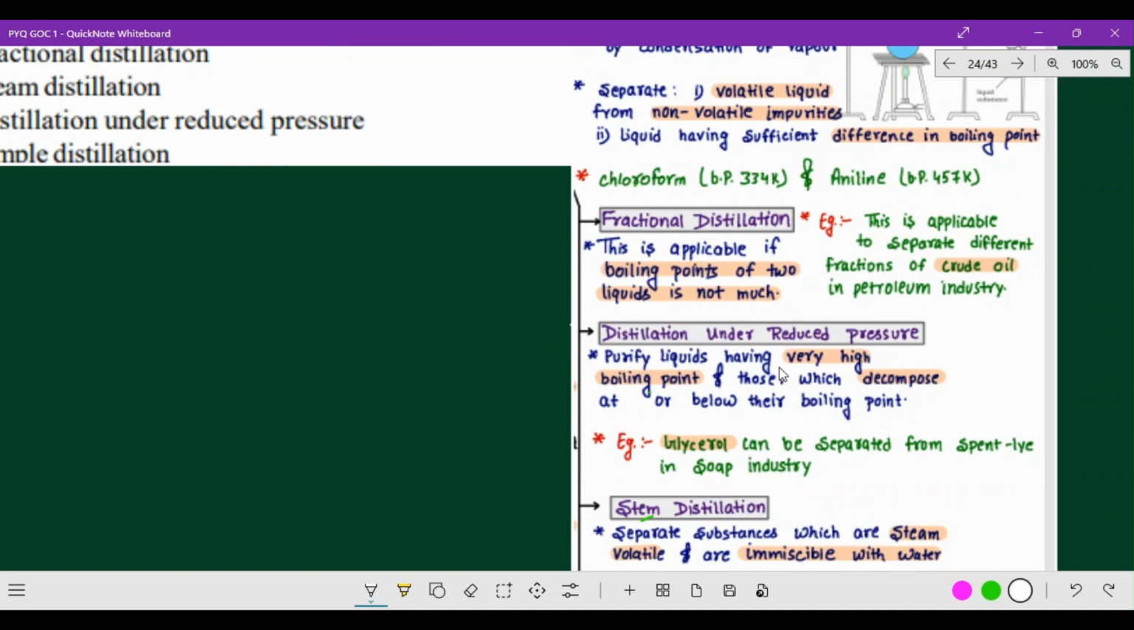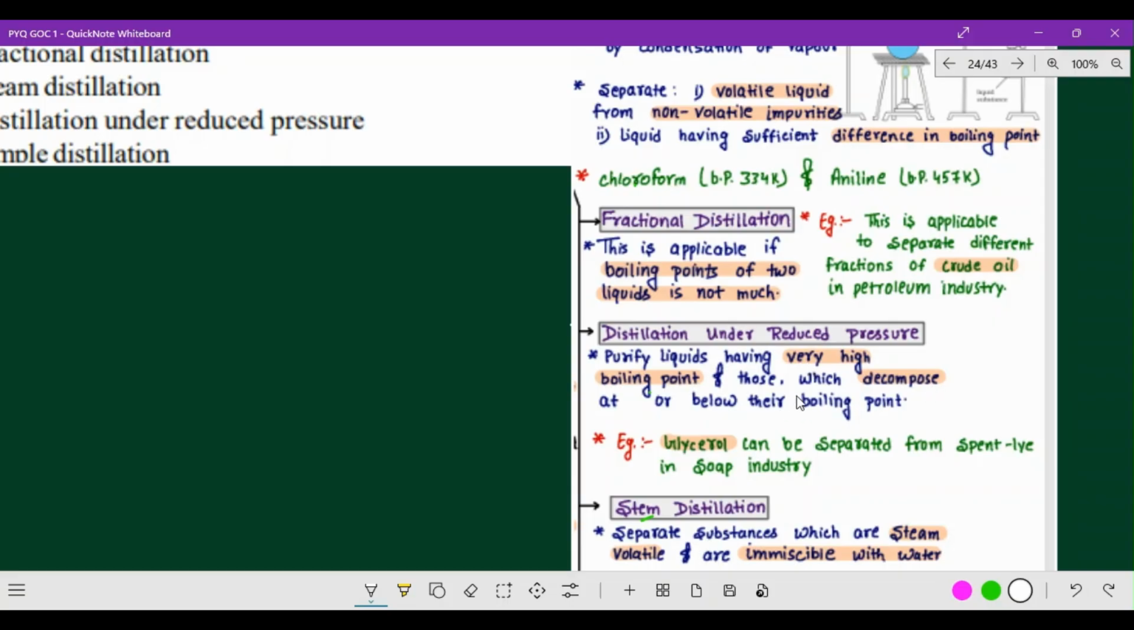I will highlight the points that you should remember, so that whichever question comes, you will be able to identify it. It is used to purify liquids having a very high boiling point, those which decompose at or below their boiling point. For example, glycerol can be separated from spent lye in soap industries. Actually, the question asked for this only. So that is the answer: distillation under reduced pressure. The main points to consider here are very high boiling point and decomposition.